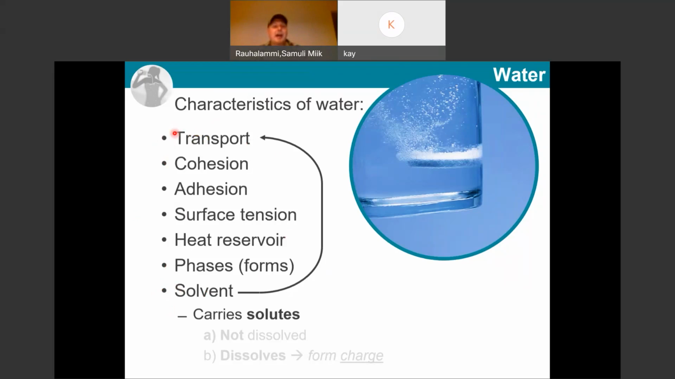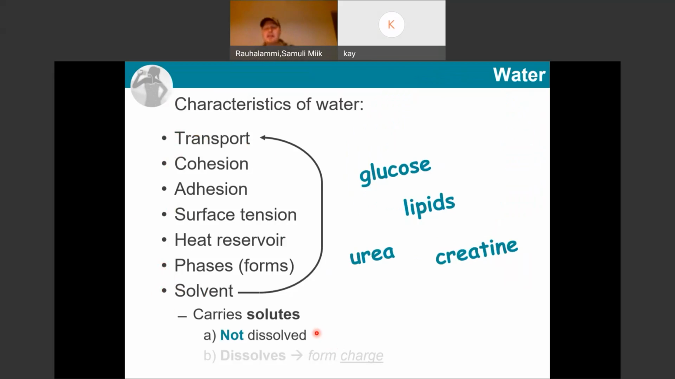So this is how the first and last characteristics kind of come together as an example of what makes water so ideal for the maintenance of life. We are going to have some substances, such as glucose, fats, urea, creatine, that do not dissolve in water fully. They can still be carried with the water. So that's all good and dandy. And we're able to do this transport of these materials, for example, in the blood.